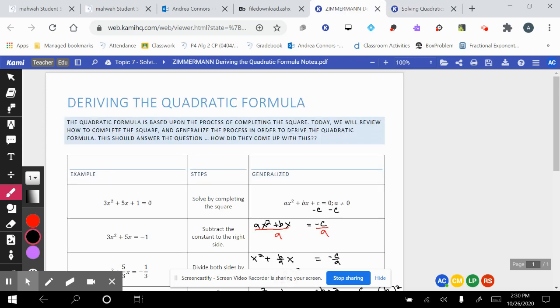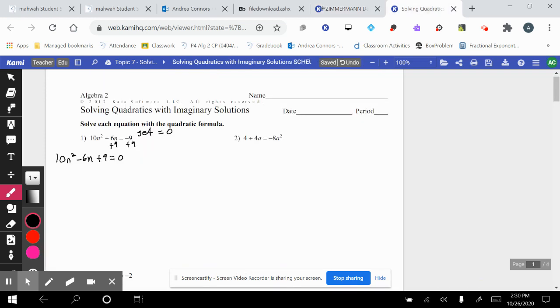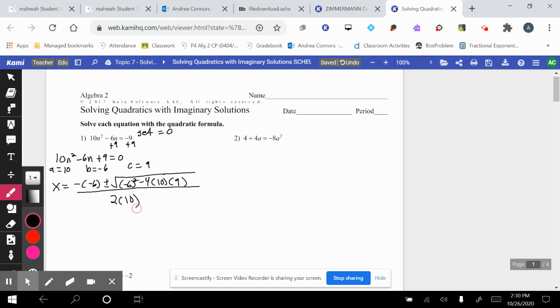So our quadratic formula is at the bottom here that we are now going to be able to use, and we know how it came up with it. So my a is 10, my b is negative 6, and my c is 9. So x equals negative b plus or minus the square root of b squared minus 4ac all over 2a. I do my inside the radical, my radicand, first.